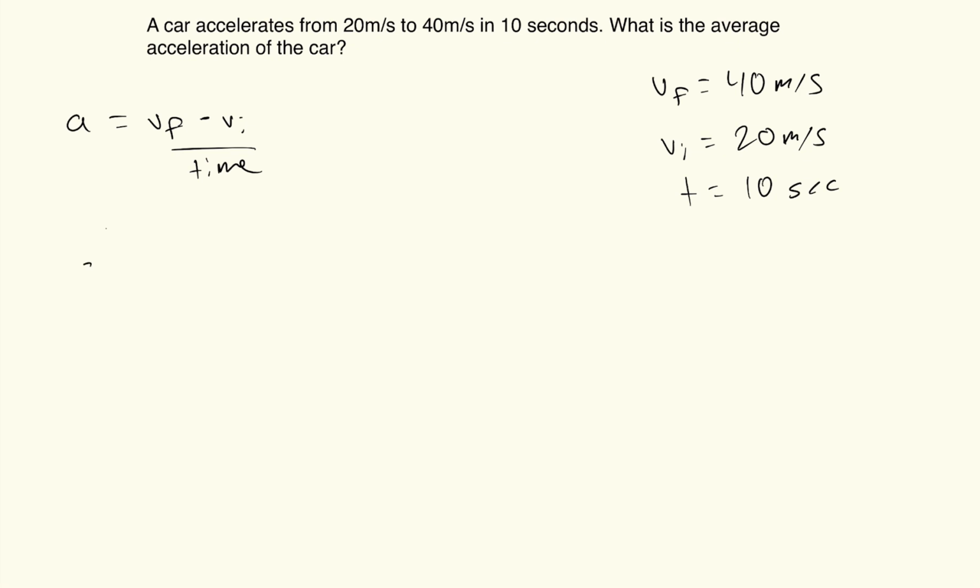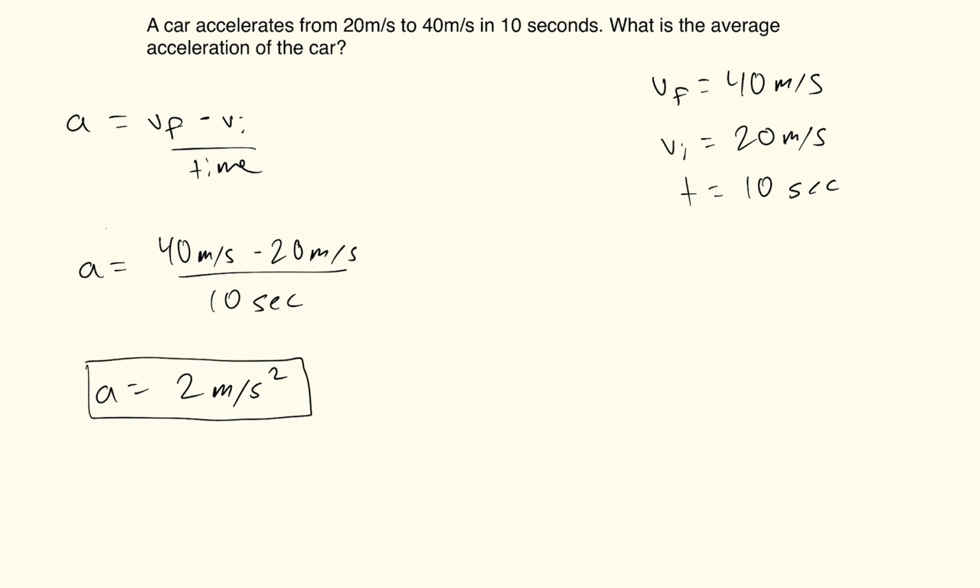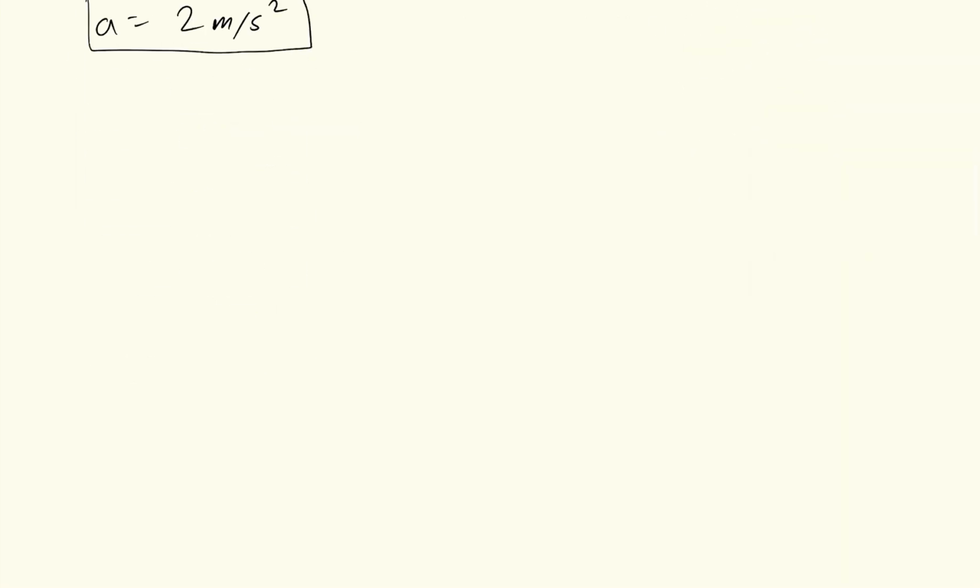Let's get back to the formula. A is equal to 40 meters per second minus 20 meters per second all over 10 seconds. Therefore, A is equal to 20 on top divided by 10. A is equal to 2 meters per second squared. As you can see, it's not too difficult. Let's try the next question.